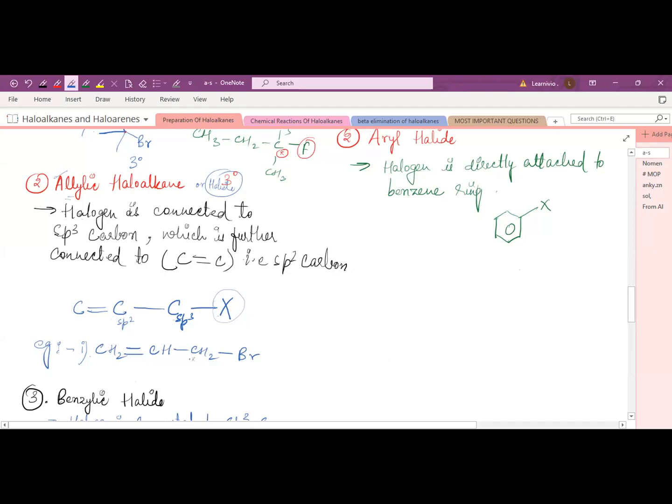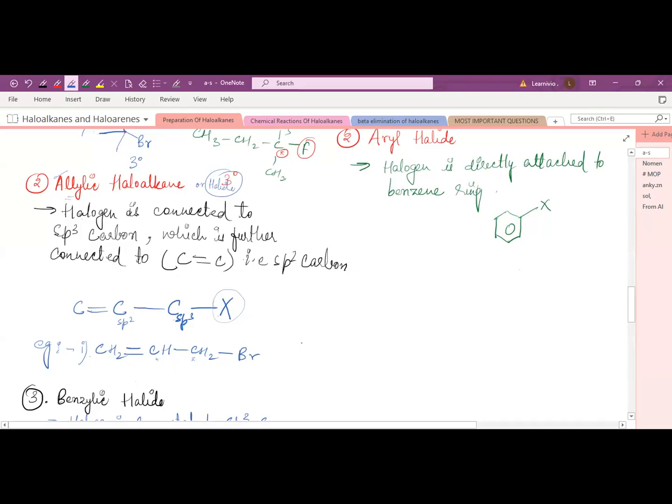Bromine is attached to this carbon, and this carbon is sp3 hybridized, right? And the sp3 hybridized carbon is further connected to an sp2 hybridized carbon. This is your sp2 hybridized carbon. So this is your allylic type of halide. This is your allylic type of halide. Is it clear now?